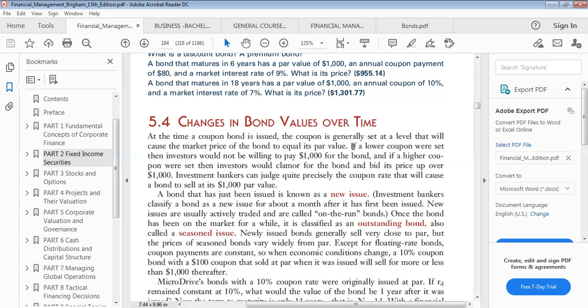All right, so let's continue. At the time a coupon bond is issued, the coupon is generally set at a level that will cause the market price of the bond to equal its par value.